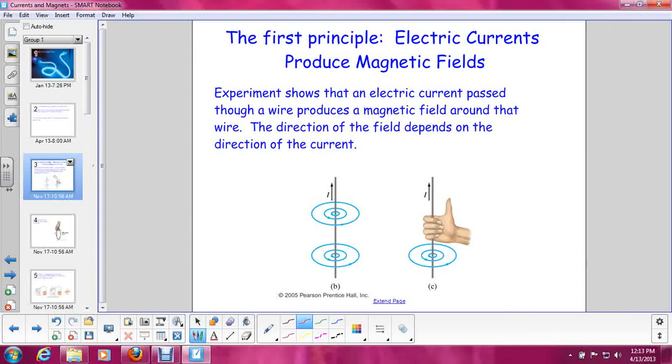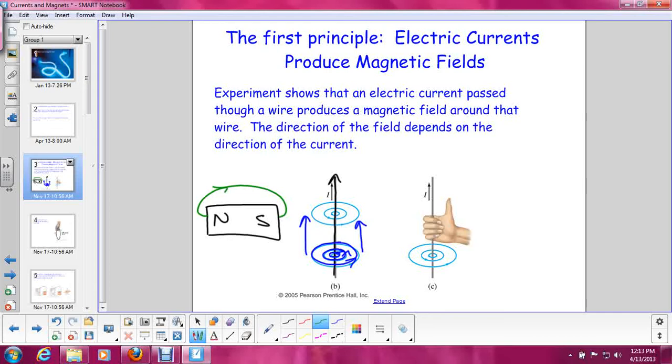If the current is running this way in your wire, you get a magnetic field that looks like little rings all the way around your wire, all the way up and down it. And this is what the magnetic field looks like. Remember, with a bar magnet like this, it has a north and a south pole. The magnetic field lines always go in a loop from north to south. In a wire, they go just around and around in little loops.